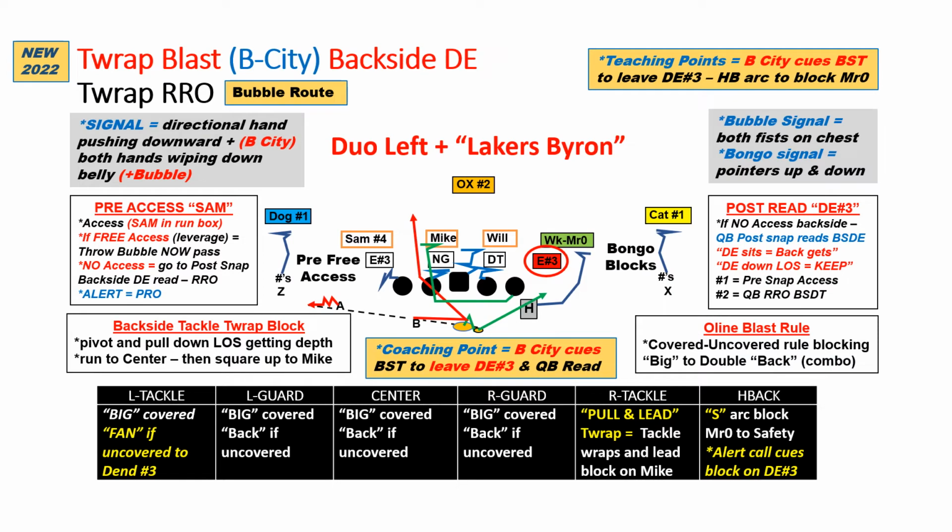Next, we can do this with our counter game, and it becomes an RRO or a double option. When we do this, the bubble route or the smoke is a pre-snap free access only. If there is not free access or leverage, then it becomes a double read run option where the quarterback will read the backside defensive end. If he sits, the back will get. If he chases down the line on the back, then the quarterback will keep it out the back door.